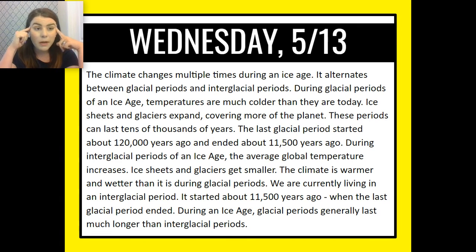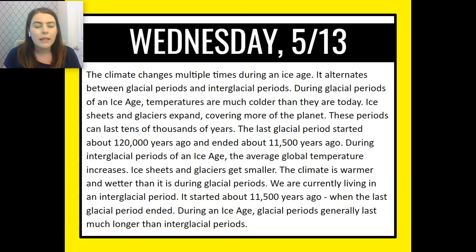So I'm thinking there are two periods, glacial periods and interglacial. Well, I know inter means between. So this is a glacial period and a between glacial period. Let's keep reading. During glacial periods of an ice age, temperatures are much colder than they are today. So glacial means it's very, very cold. Ice sheets and glaciers expand, covering more of the planet. That makes sense. If it gets colder, I'm going to have more ice, more glaciers, covering more of Earth.